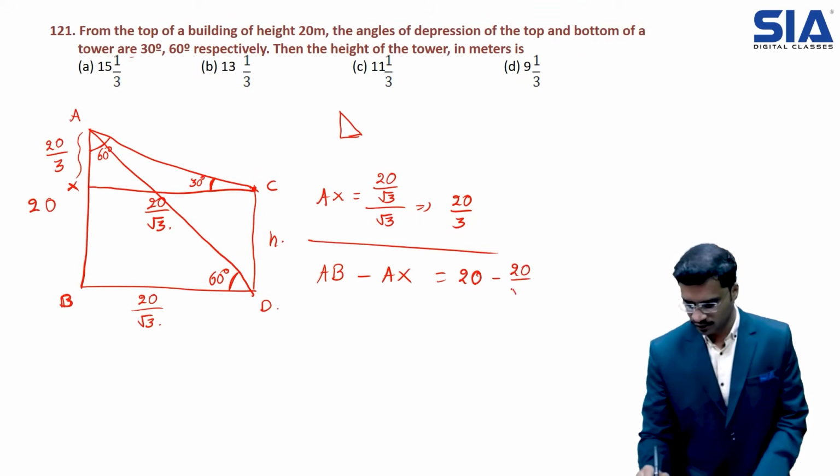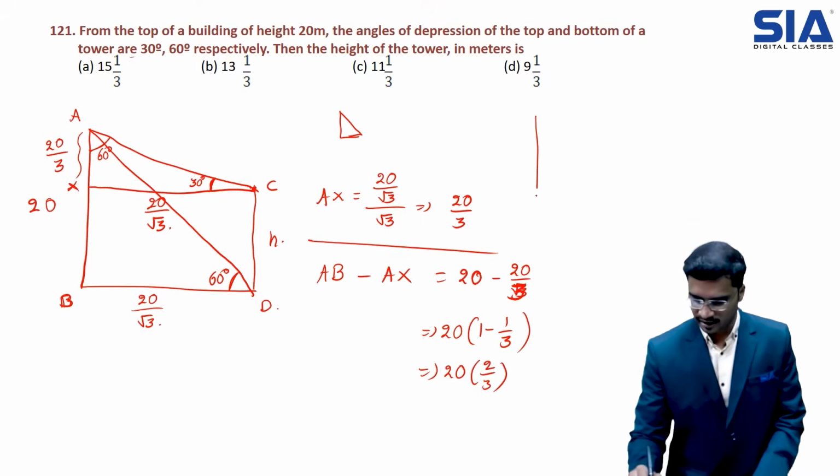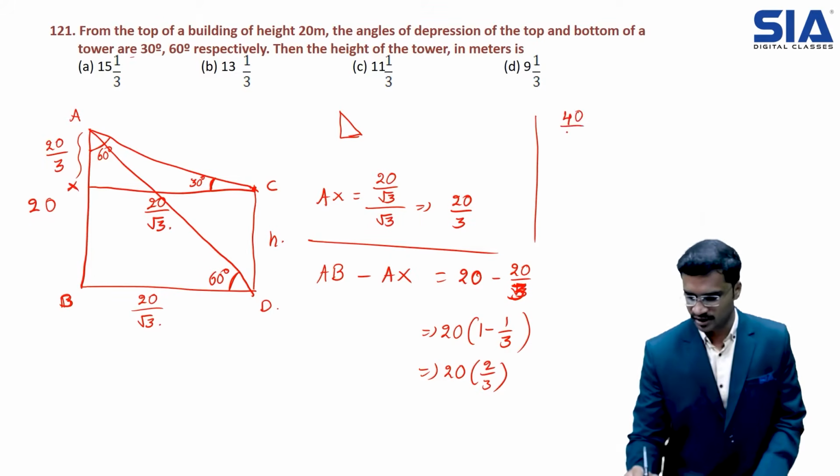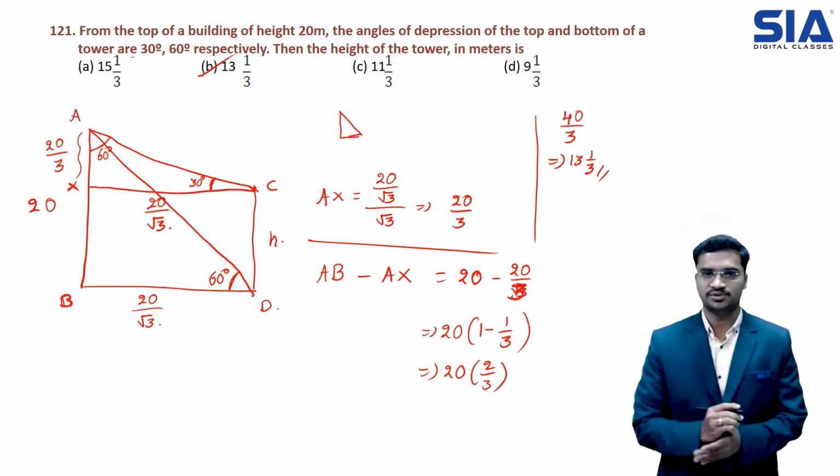And the length of AX is 20 by 3. Let us take 20 as common. So 1 minus 1 by 3, then 20 into 2 by 3, or I can write this as 40 by 3. So the answer of 40 by 3 is what? 13 1 by 3. So our answer is 13 1 by 3, which is option B.